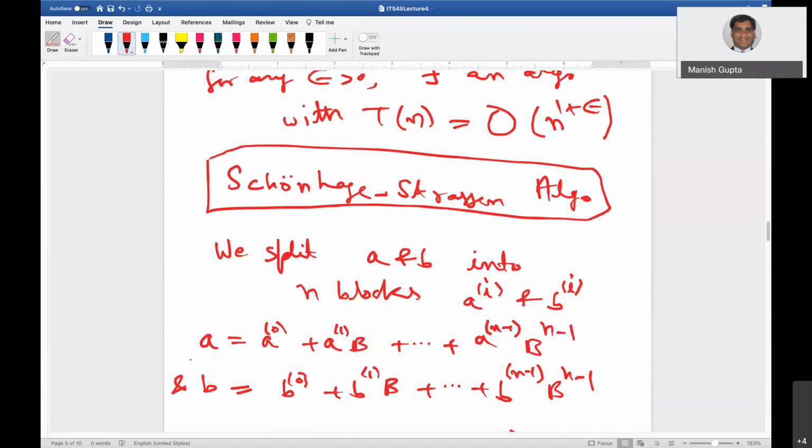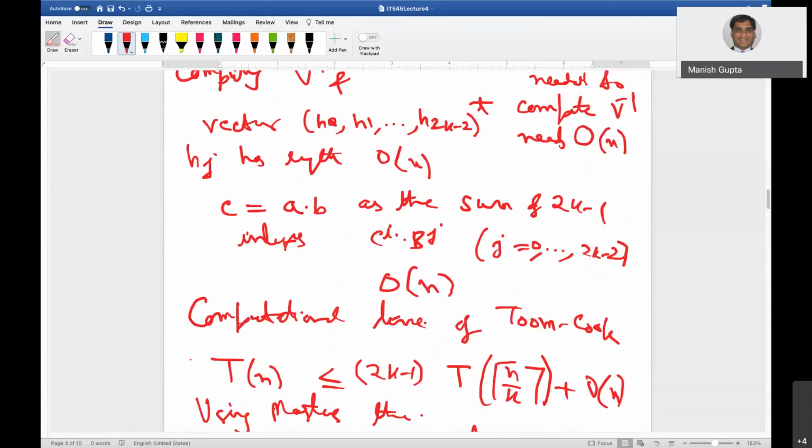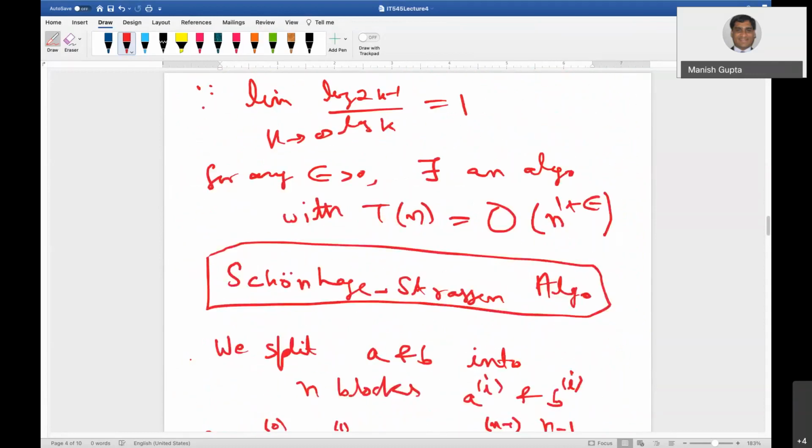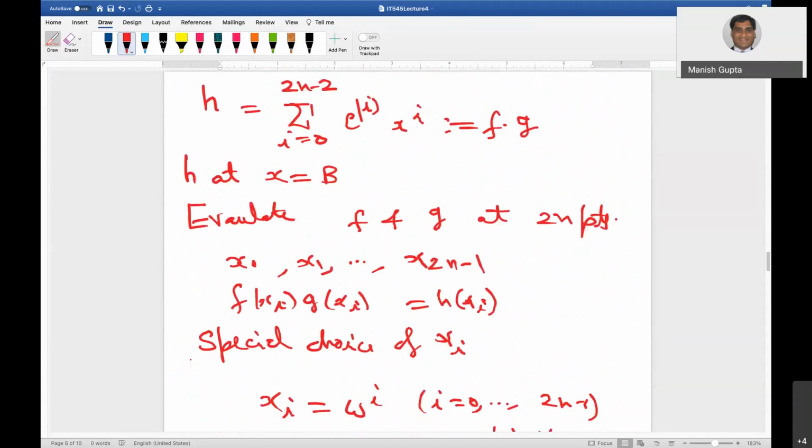Okay, so the key idea in this algorithm is that these points that we take are complex roots of unity. That is the main thing. I think the idea should be clear. We will do it in more detail in the next class.